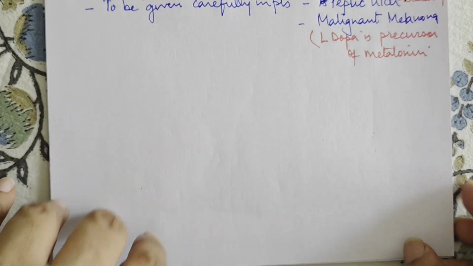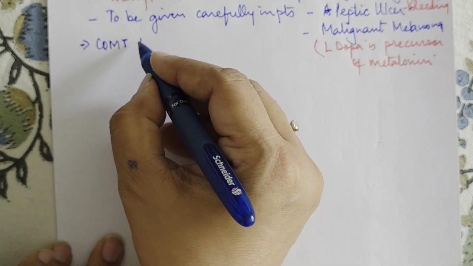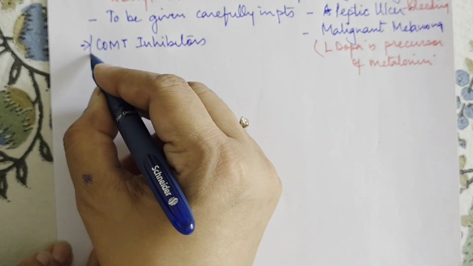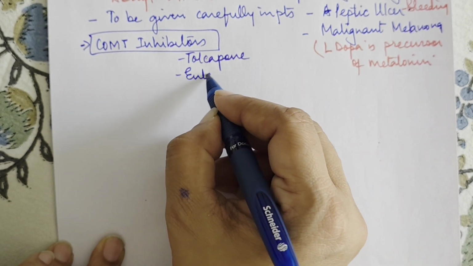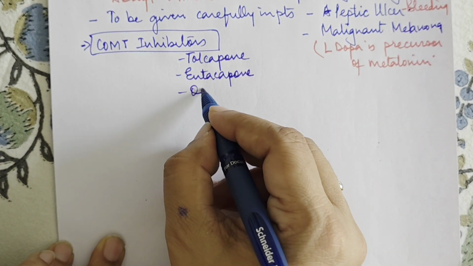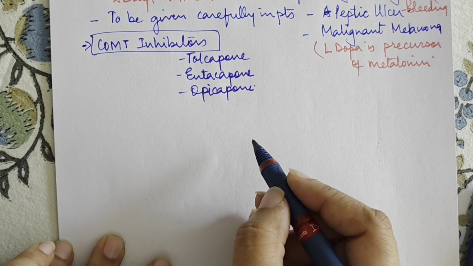There are many questions which can be made on these, so please remember them, very important. Next, we have COMT inhibitors. In COMT inhibitors, which drugs did we have? We have tolcapone, entacapone and opicapone. They inhibit the COMT enzyme and so they help in Parkinsonism.